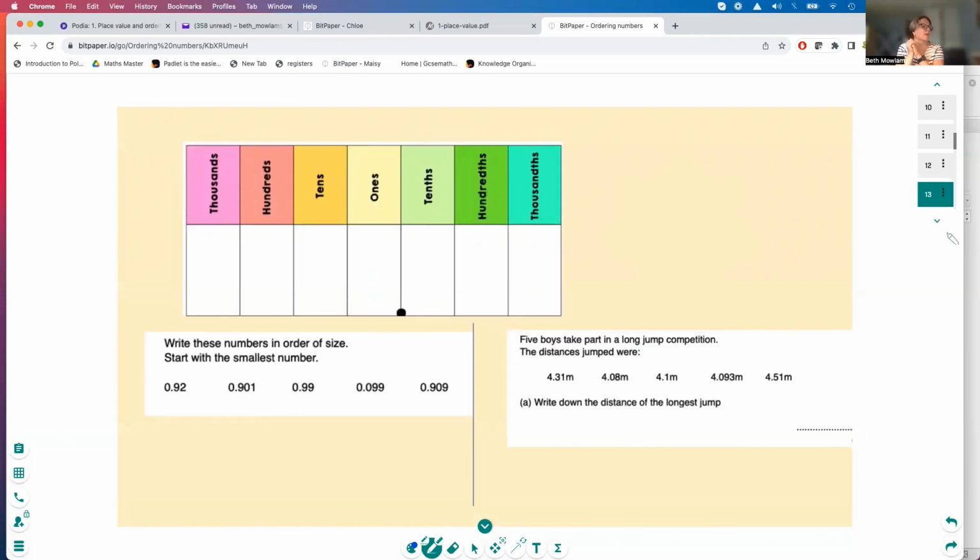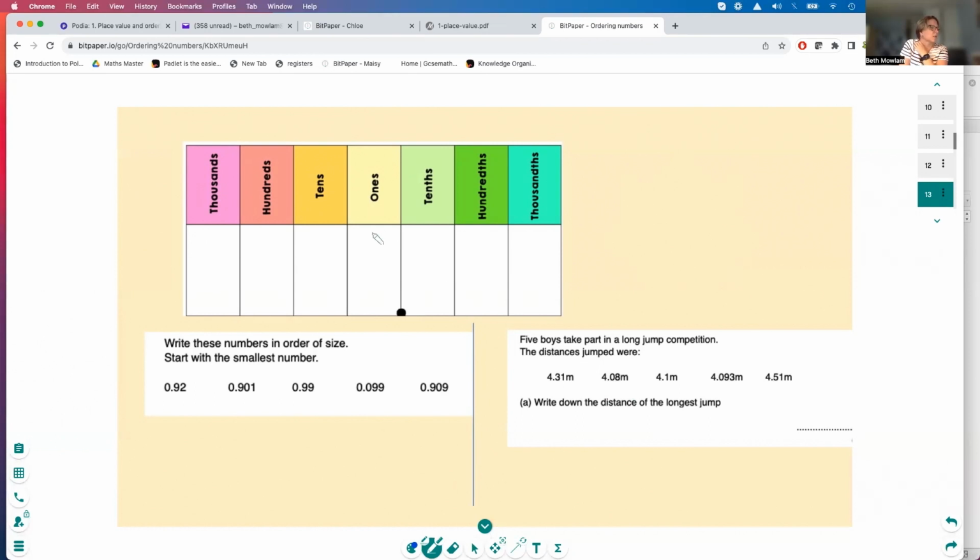So here's two for you to have a go at. If you pause the video again, and this time have a go at these, see if you can put them in order of size, starting with the smallest. That's part of the first question. The second one is about finding the distance, the longest jump. So try to work out which one of those numbers is the biggest. Again, you might want to put them in order of size to work it out, or you might just be able to look at it and tell me. So pause the video, have a go. I'm going to go through the answers here.